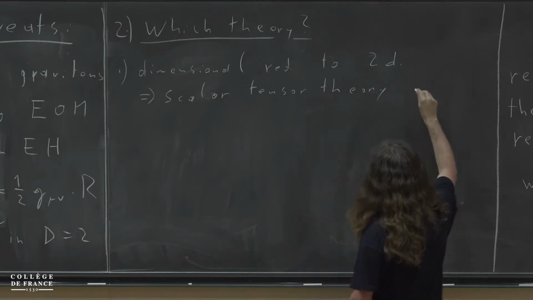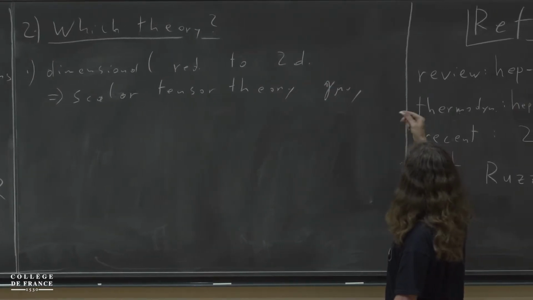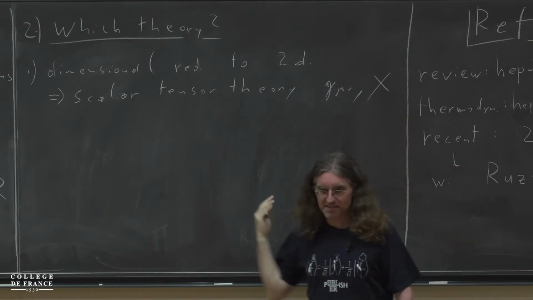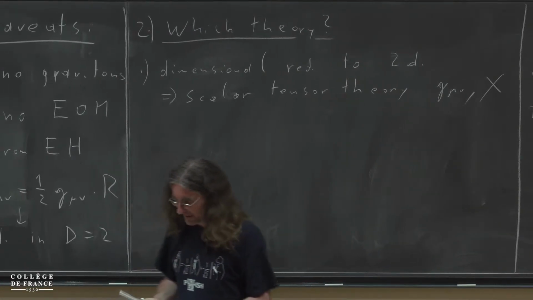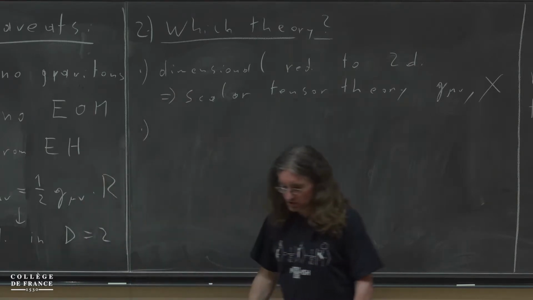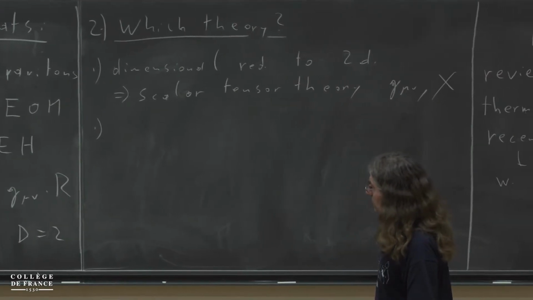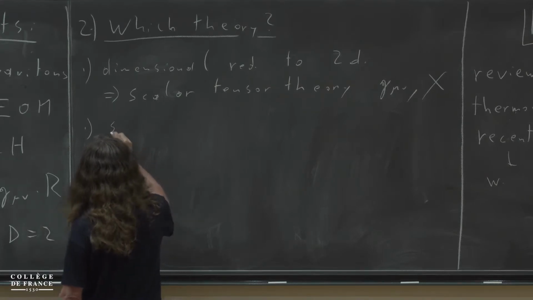So in addition to the metric, you have a scalar field. Marc called it phi. Well, I have different notations, so I call it X, but it's the same kind of scalar field that Marc wrote down. So that's one path. You just start with Einstein gravity and do dimensional reduction. The second path is you start with string theory. So you can consider string theory with 2-dimensional target space.